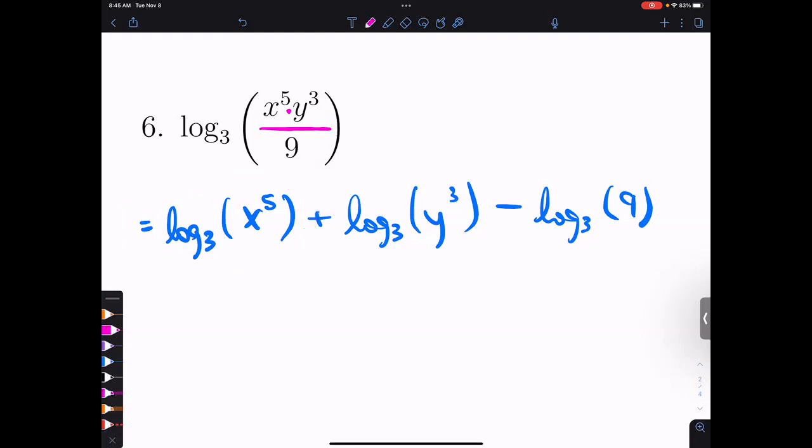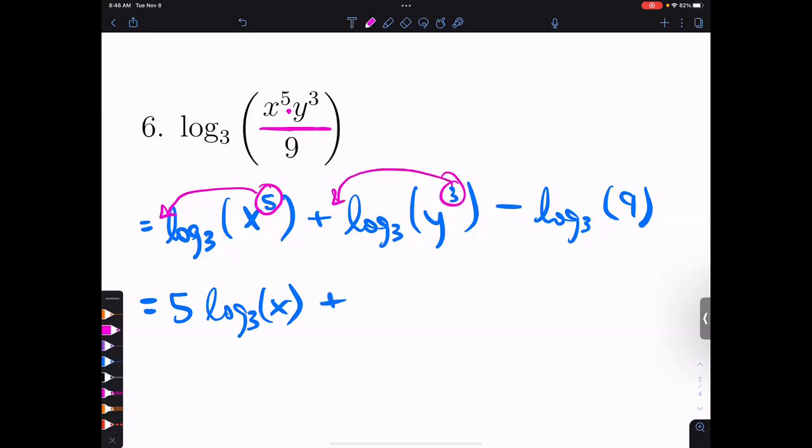There's a power, right? And that power can come down. So this is 5 times the log base 3 of x, or 5 copies of the log of x, right? Because x to the 5th is 5 copies of x. So inside a logarithm, you can break that into 5 copies of the log. Same thing here.